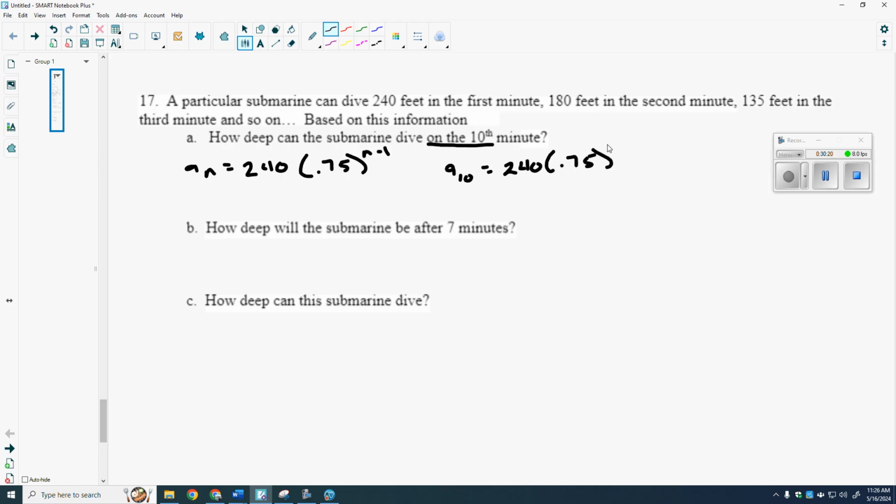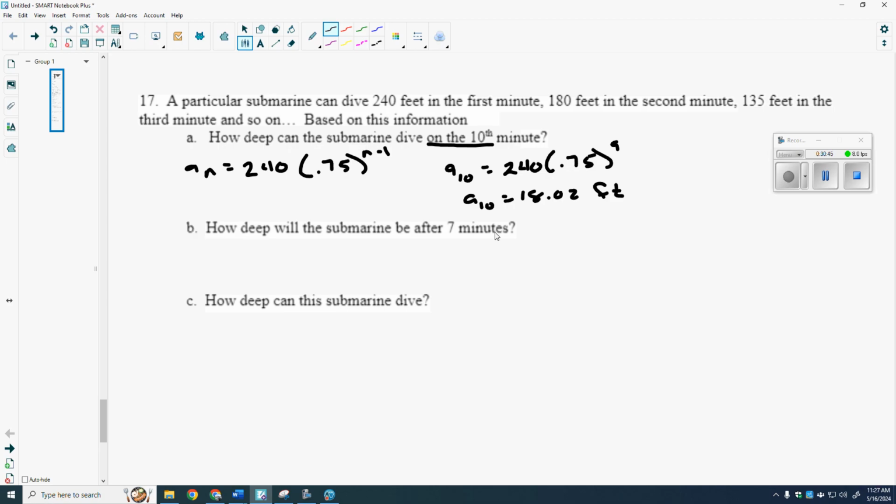Again, I would do this one in my head. 10 minus 1 is 9, so you don't have to have the parentheses. Grab a calculator, type that in, and I got 18.02. Correct units would be feet. So during the 10th minute, the submarine can dive 18.02 feet.